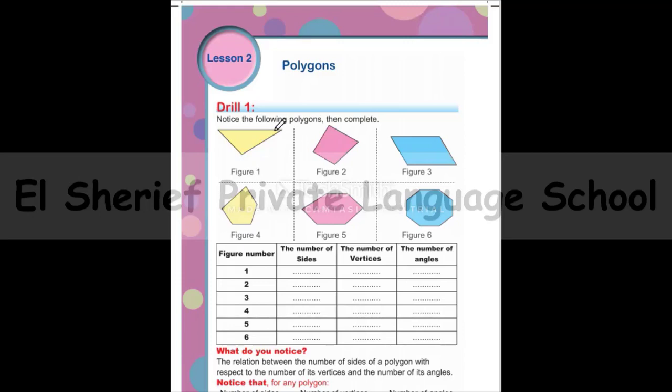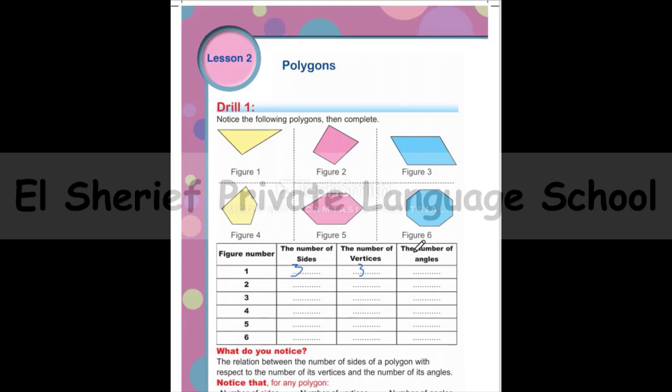So our figure 1, we have a triangle, which has 3 sides. This is the first side, 1, and the second side, 2 sides. The third, now we have 3 sides of the triangle. And the second column, he asked me about the number of vertices. A vertex is the point where 2 sides meet. So we have 1, 2, 3, also 3 vertices in a triangle.